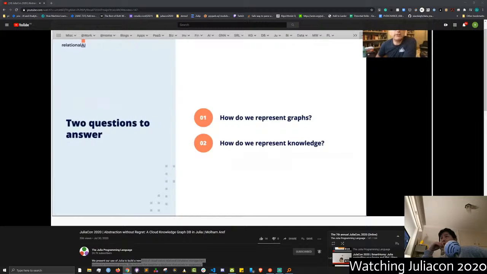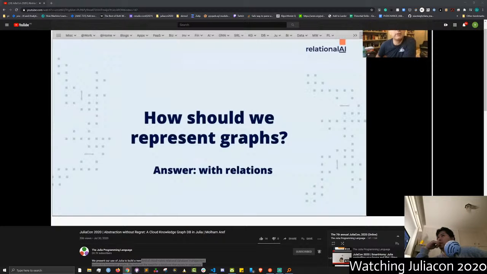So how do you build a knowledge graph management system? Well, first you have to answer two questions. The first question is, how do we represent graphs? And the second question is, how do we represent knowledge? So how should we represent graphs? Our answer is with relations.